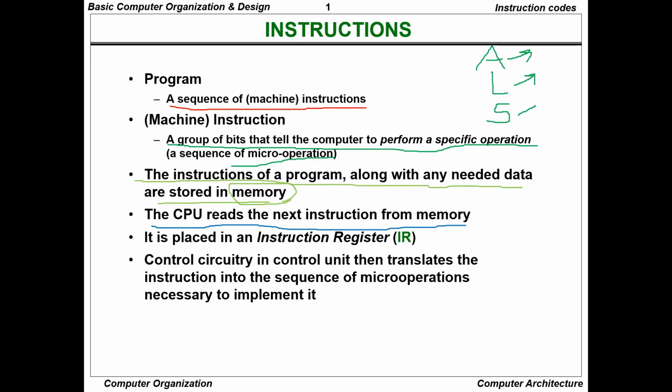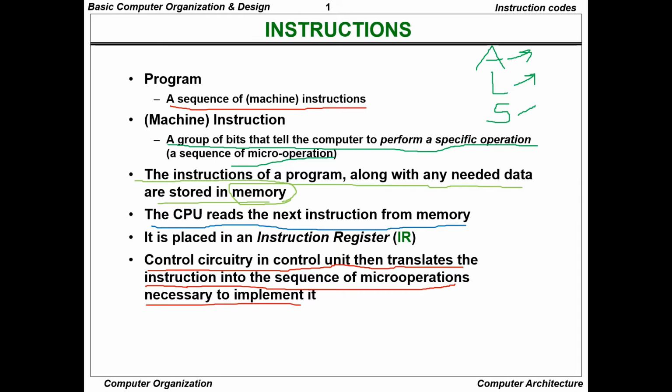So the CPU reads the next instructions. These next instructions are placed in the instruction register. And to manage all these things, we need a control circuitry. The control circuitry in the control unit then translates the instruction into a sequence of micro operations necessary to implement it.